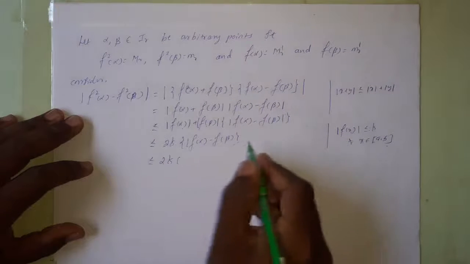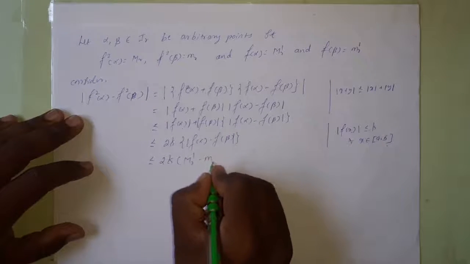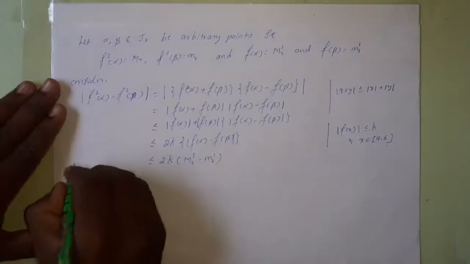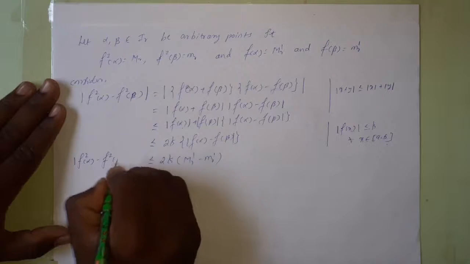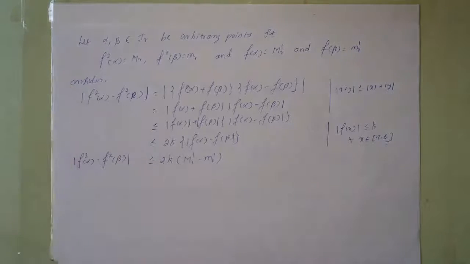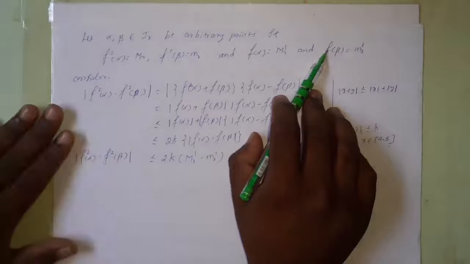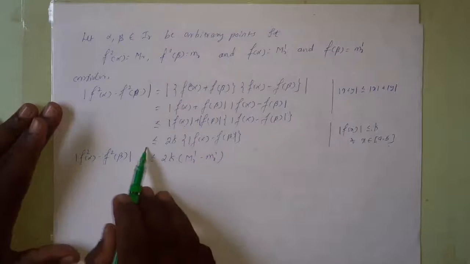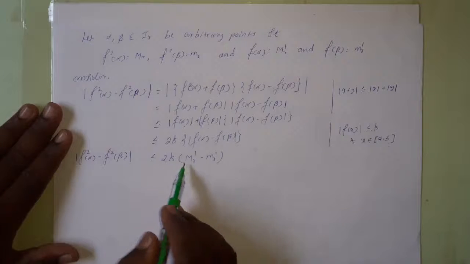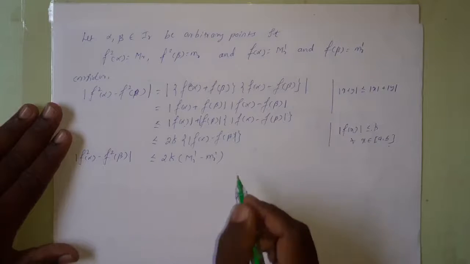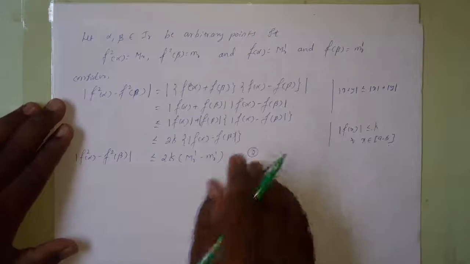into, here f of alpha is M R dash minus small m R dash. So therefore mod of f square alpha minus f square beta, here f of alpha is the supremum and f of beta is the infimum. So therefore this mod f square alpha minus f square beta is less than or equal to 2k into (M R dash minus m R dash), and let us consider this one as the second equation.